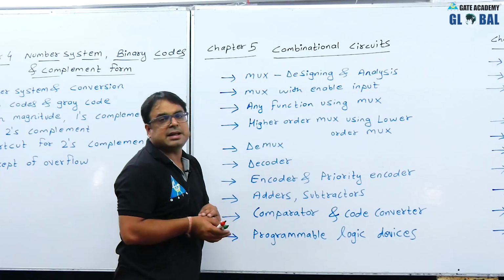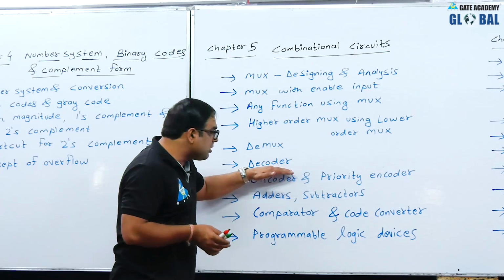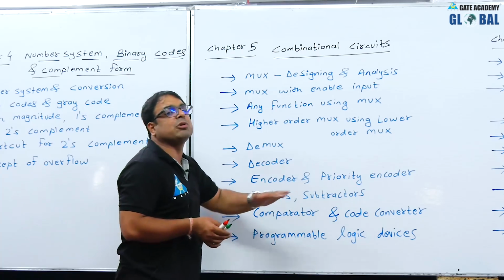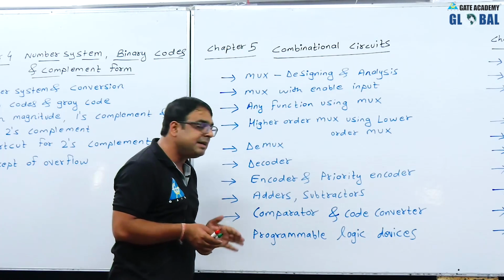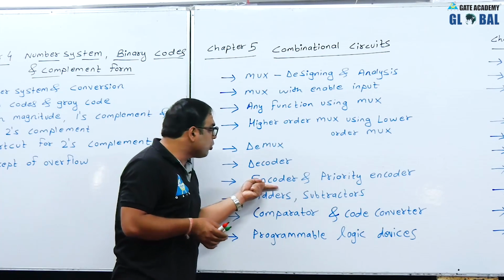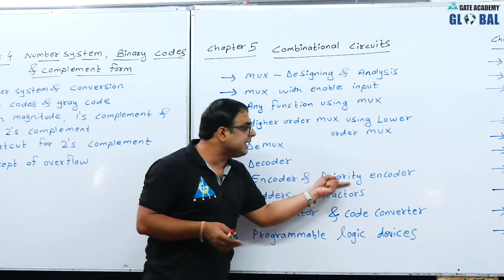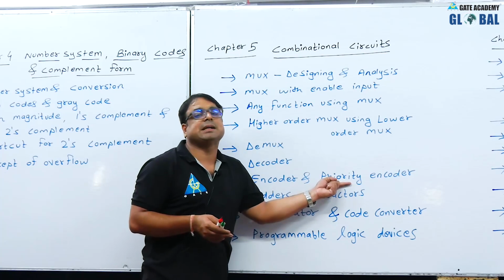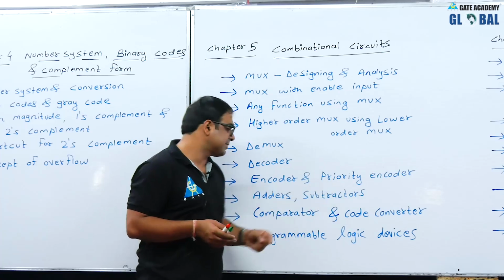Decoder we have to discuss in detail. Also active low output decoders as well. So all the types of decoder, all the possibilities in detail I will discuss. Encoder and especially priority encoder in detail I will be discussing. Why do we need a priority encoder and all the things.